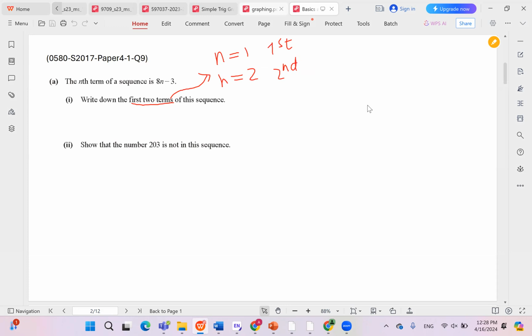So for term 1, and we call this u1 or a1 or whatever, this will be 8 times 1 minus 3, and this is equal to 5. And then u2 would be 8 times 2 minus 3, and this is equal to 13. So basically, we plug 1 and 2 in n to get the first term and the second term.